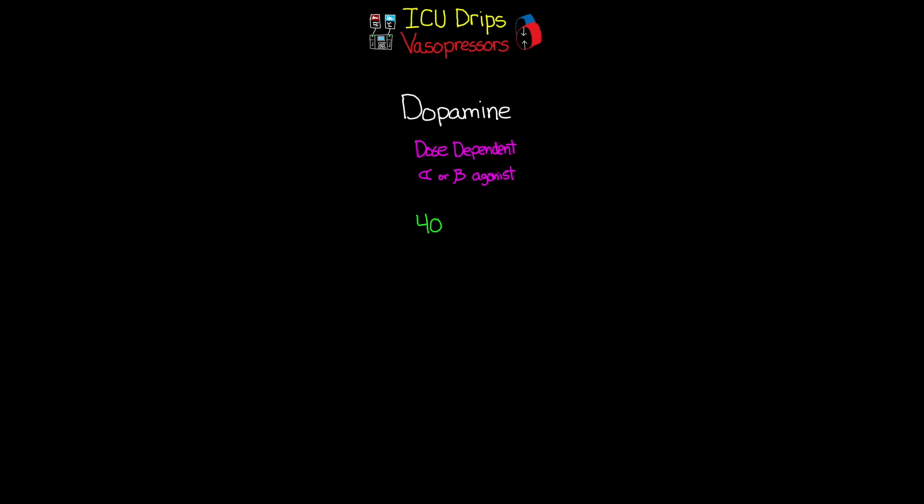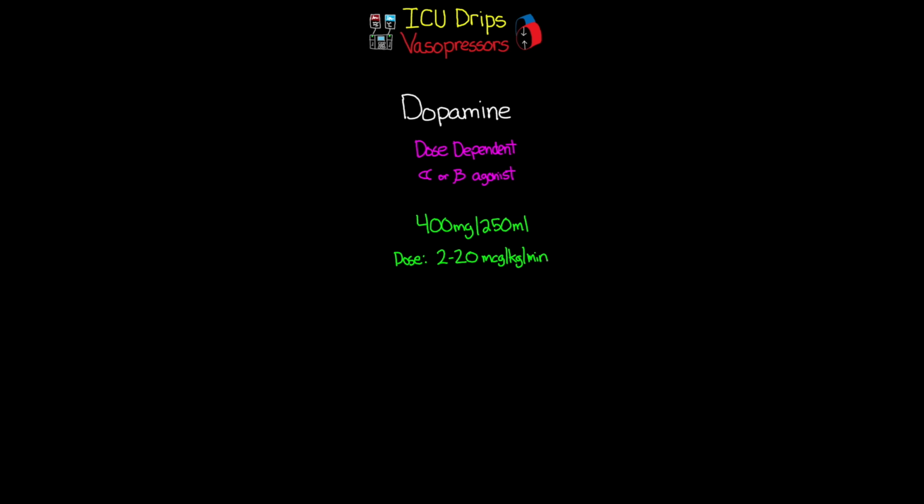Now, our typical concentration for dopamine is going to be 400 milligrams in 250 mLs. And when we talk about our dosing, there's a couple different ranges that we're going to see. Overall, the standard effective dose is considered 2 to 20 micrograms per kilogram per minute. Important to know that this one is going to be a weight-based rate. And while I did give a lot of the other medications as non-weight-based rates, there are a lot of facilities that do use weight-based rates for those drugs too.